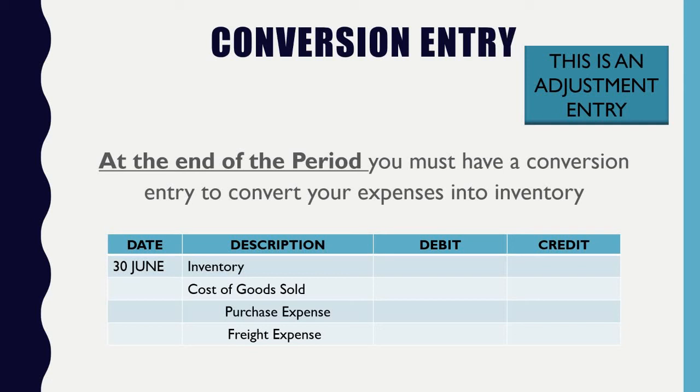Because you're emptying it out. You're moving them from one account to another, okay? And you're moving it into inventory. So you're recognizing that you have inventory on hand left, and you're also recognizing that you sold some units along the way, okay? So that's how we understand this conversion entry.